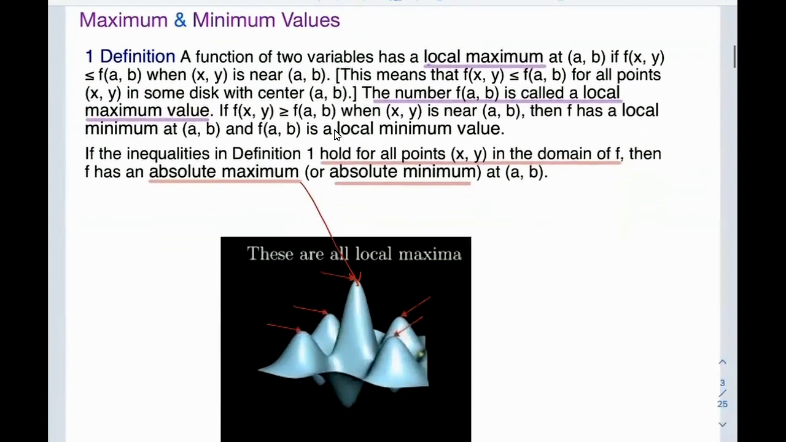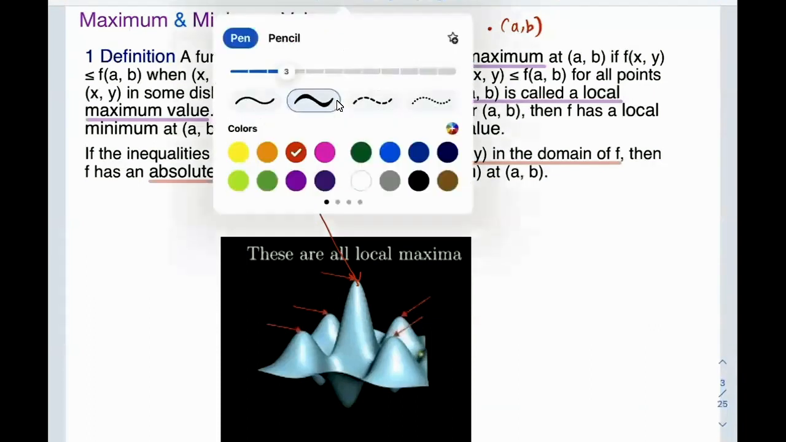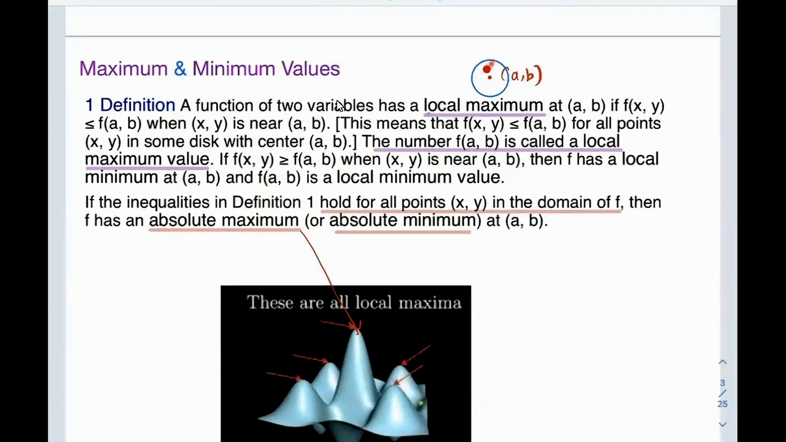Now, the definition for local maximum has a formal definition. Basically, it just says the function value f(a, b) is greater than or equal to all function values nearby in the neighborhood, for some disk with center (a, b). So think about this point right here, (a, b), and then you have a neighborhood, a disk like this. Within this disk, f(a, b) is greater than or equal to all other function values inside this disk. Think about that disk as a neighborhood. Then this function value here is the local maximum.